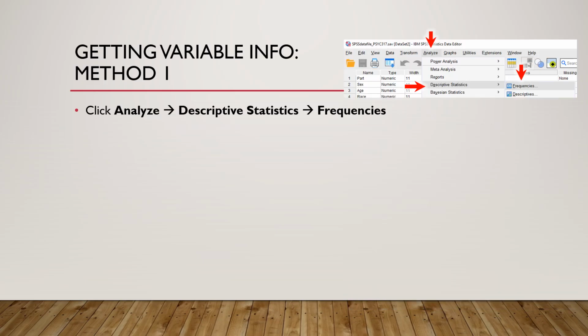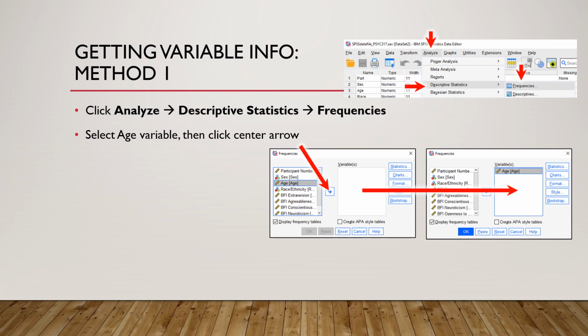The first method of getting these descriptives is going to be similar to one that we did last week, which is going through the frequencies window. So you're going to go to Analyze, Descriptive Statistics, Frequencies, and then when that window opens, instead of choosing the race ethnicity like we did last time, we're going to choose age. And we're going to move that over to our variables, either by dragging it or clicking that arrow in the center.